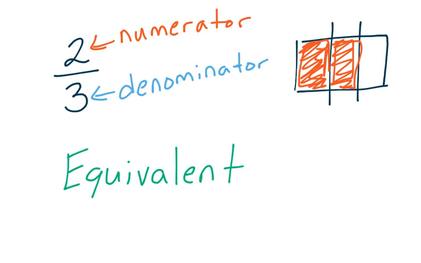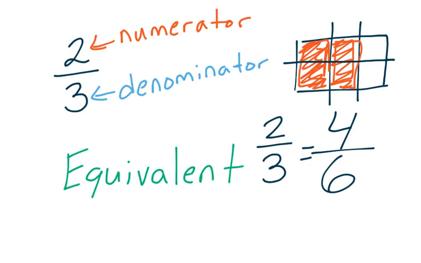So, if I took this same rectangle, and instead of just having it split into 3 parts, I'm going to now split it into 6 parts. How many pieces are shaded? Because fractions represent parts of a whole. Well, now I have 6 total parts, and 4 of those parts are shaded in. All I did was draw a line through my shape to make another 3 equal parts in that same shape. So I have 2/3 and 4/6, and these fractions are equivalent.